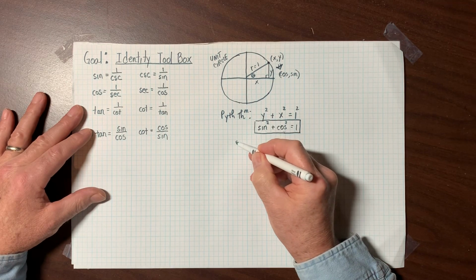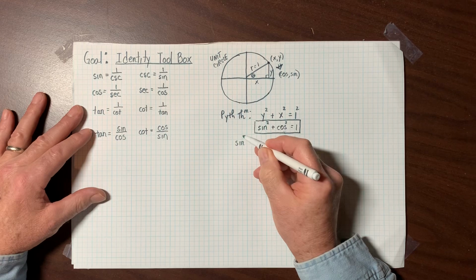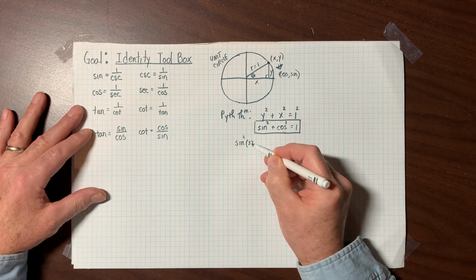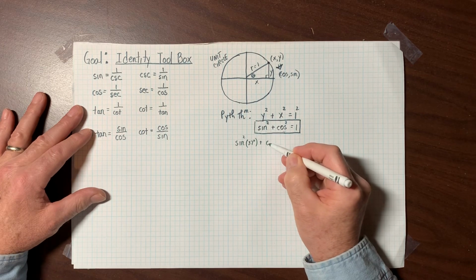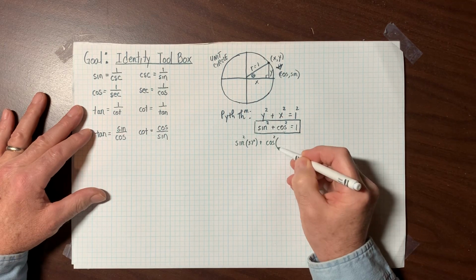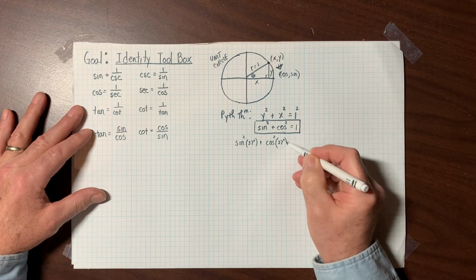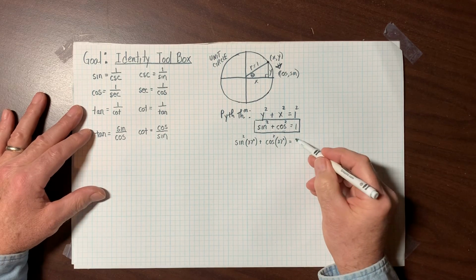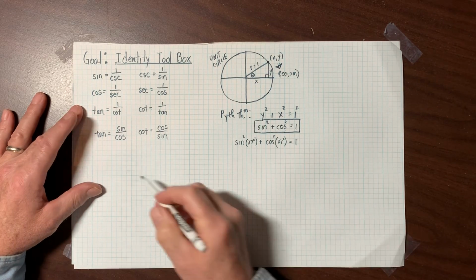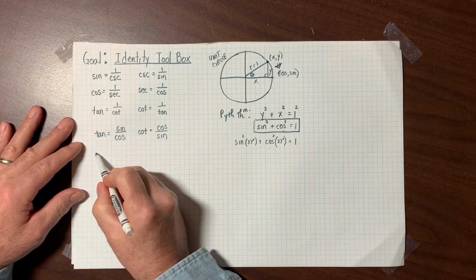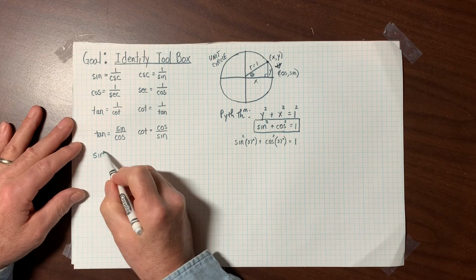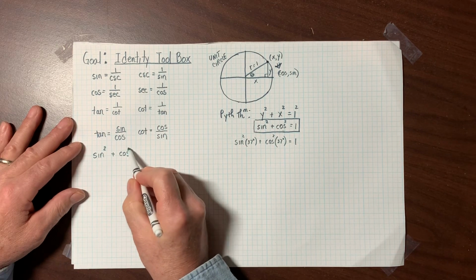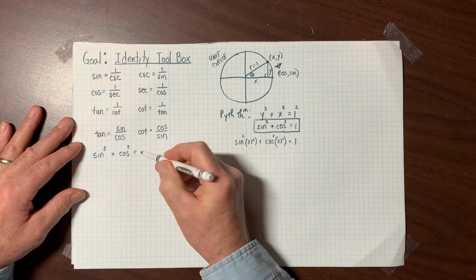If you wanted to, you pick an angle, I don't know, 37 degrees, just to pick a number, sine squared of 37 degrees plus the cosine squared of 37 degrees. I guarantee you, you plug this in your calculator, you're going to get 1. So that becomes the 9th identity in our toolbox. The sine squared plus the cosine squared is always equal to 1.